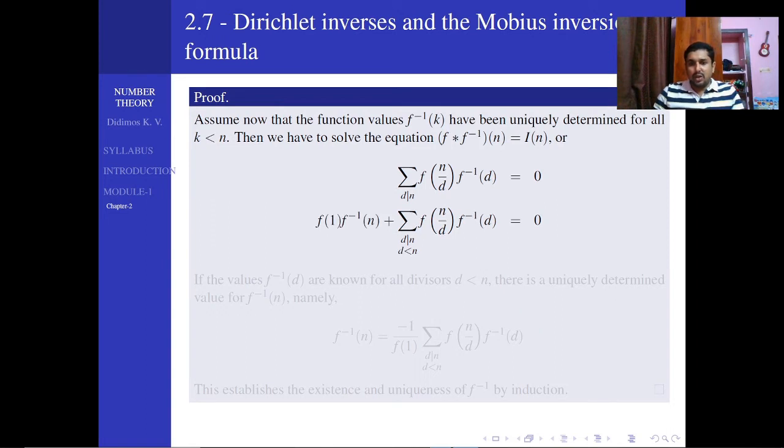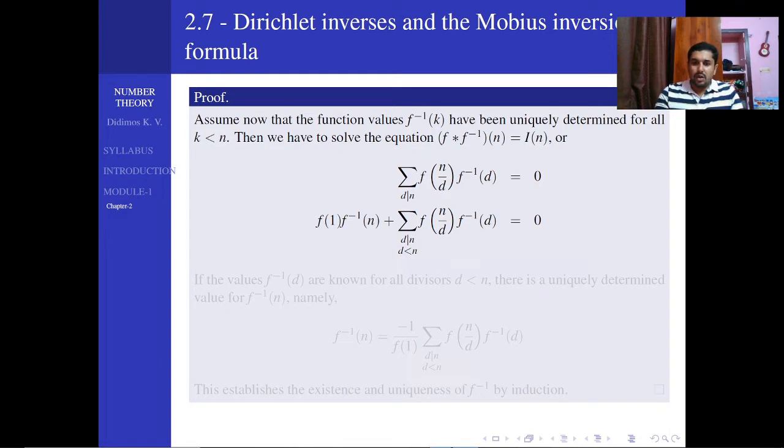When we extract one term corresponding to d equal to n, we can get f of 1 into f inverse of n plus sigma over d dividing n, d less than n, of f of n by d times f inverse of d, equal to 0. That d less than n is because of the term f of 1 into f inverse of 1. We have already extracted the term corresponding to d equal to n first. So the rest of the summation contains only the terms corresponding to d less than n.